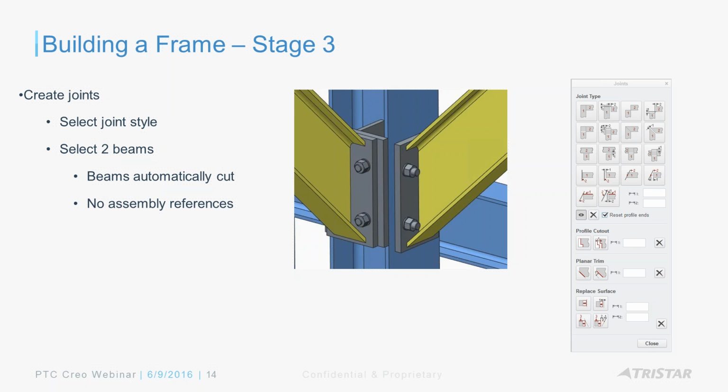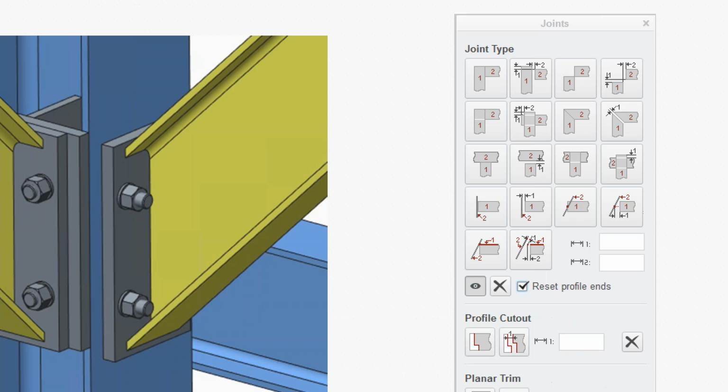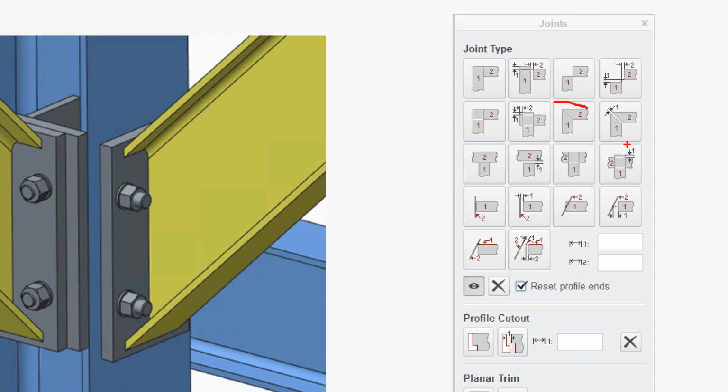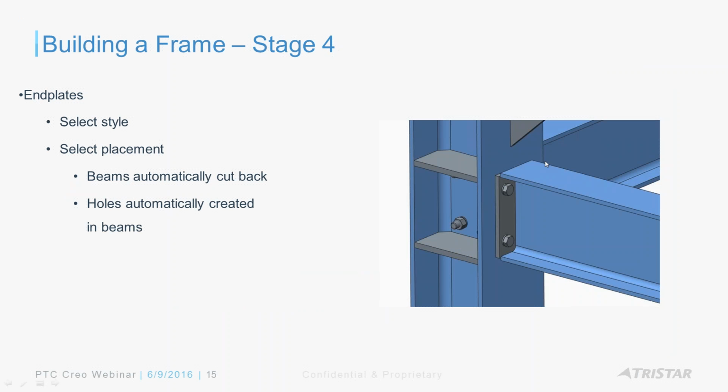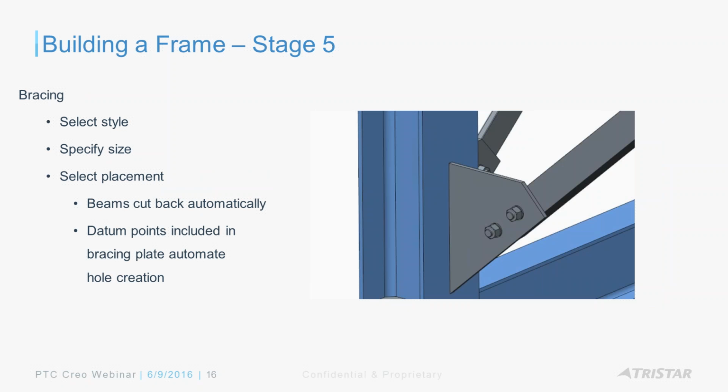You can select a joint style. You can see that you want to add a miter with a gap or an offset, up to one surface or up to the other profile, including the option to have a profile cut out with offset or without offset. And then you can add end plates. It'll ask you for placement references. It'll automatically cut back, including coping. And then you can add bracing, like a geometry like this, really quickly, and it automatically generates the holes too when you place those.